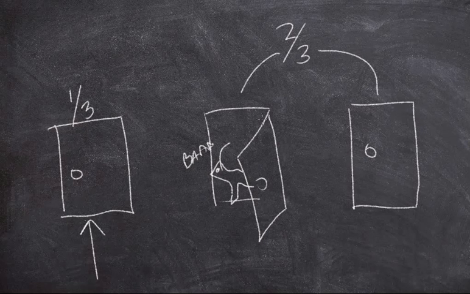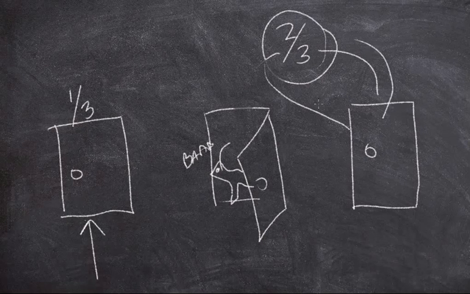Now, once one of those other doors is open, that 2/3 probability is now concentrated onto one door. It moves over and just focuses all on one door. So now it's a 1/3 probability that it's behind the door you chose, and a 2/3 probability behind the one remaining door you didn't choose.